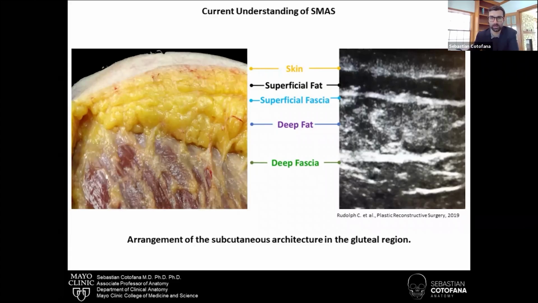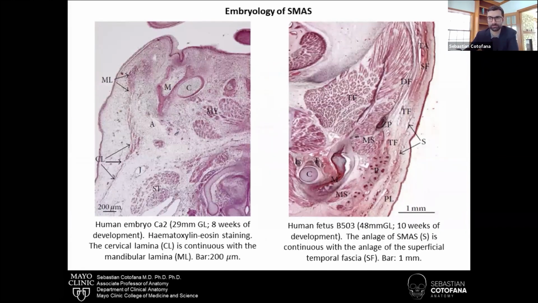And where does it arise? Where does it come from? Well, of course, it comes from embryology. In embryology, we already have the superficial fascia, which is indicated by the S in these images here. You already have the superficial fascia in the embryo, because it's important to envelop all of these structures, and you need a structure that connects the muscles of facial expression to the overlying skin.